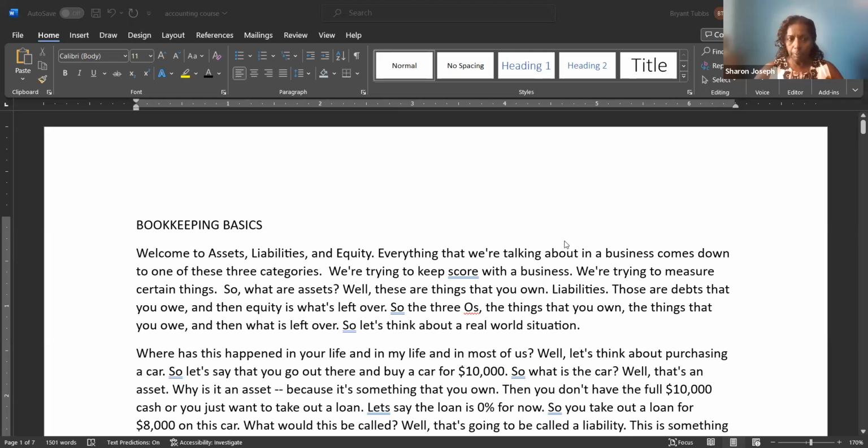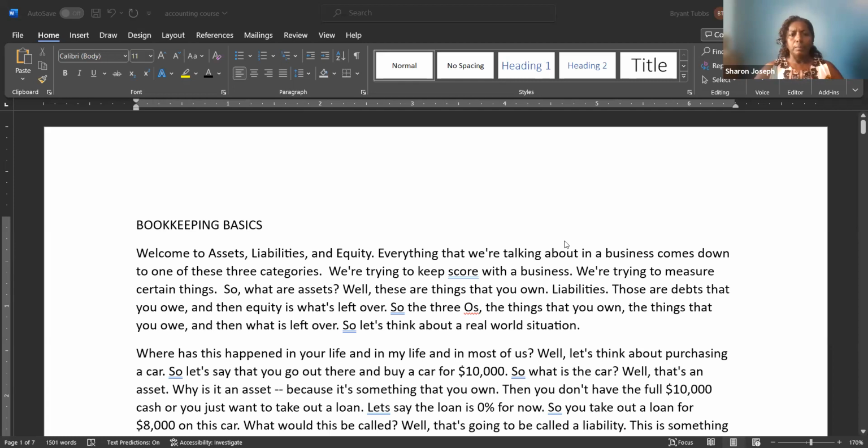So let's talk about the basics of bookkeeping. Welcome to assets, liabilities, and equity. Everything we're talking about in a business boils down to these three categories. We're trying to keep score with the business. We're trying to measure certain things.